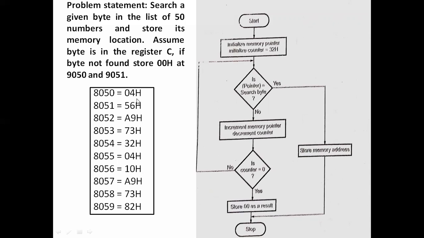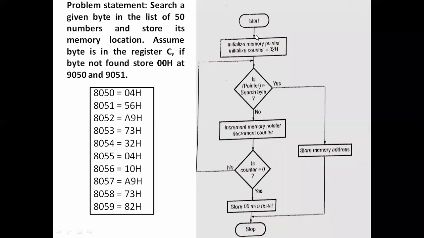And if there are 50 numbers and the number which we are trying to search is not equal to 10, what do we have to do? We have to store 00. So whenever we find the number, whenever the number matches, we will store its memory location. Otherwise, we will store 00 at the memory location.